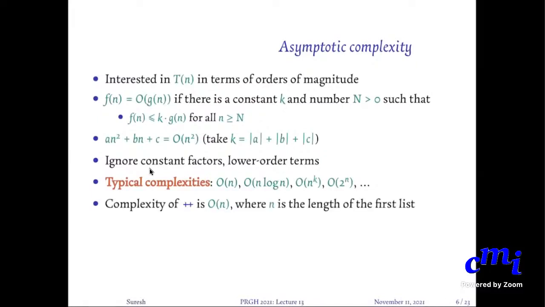Based on this, the complexity of ++ is order n, where n is the length of the first list, and the complexity of elem is order n. This is the worst case complexity, where n is the length of the list. You don't say n plus 1 because n plus 1 is order n.